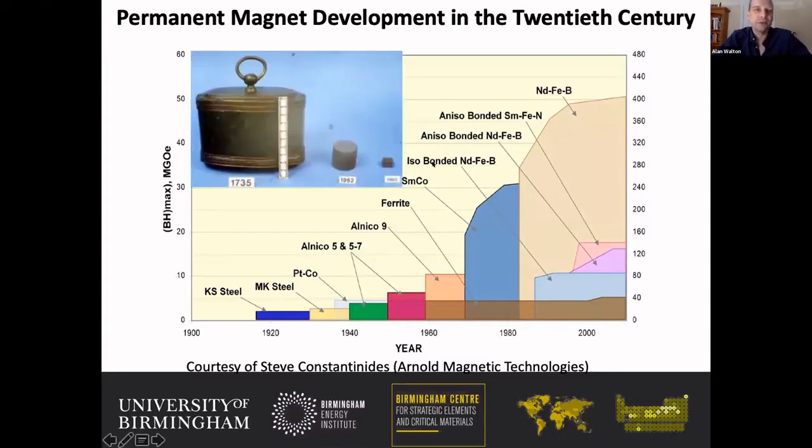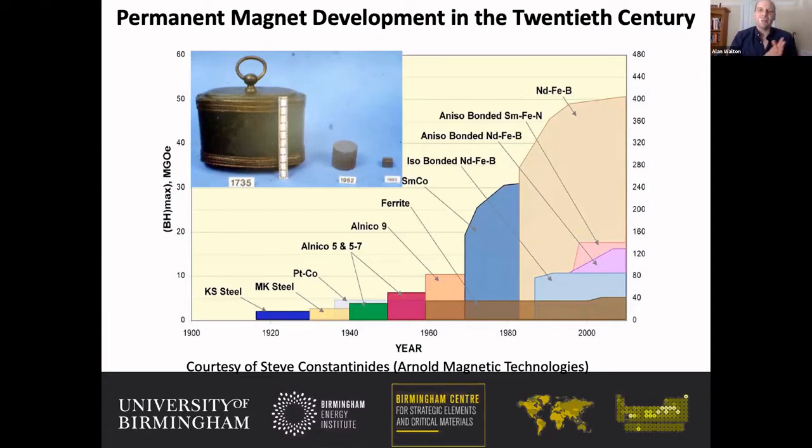What this graph shows you here, the BH max value, tells you how strong the material is. And you'll see the man-made magnets around the turn of last century were quite weak. And then through time, magnets have become stronger and stronger and stronger. They found a family of rare earth magnets in the 1970s. That was superseded by neodymium iron boron, which is the brown area on the right-hand side of this graph, the sort of light brown area.